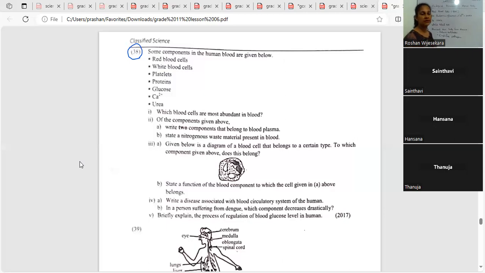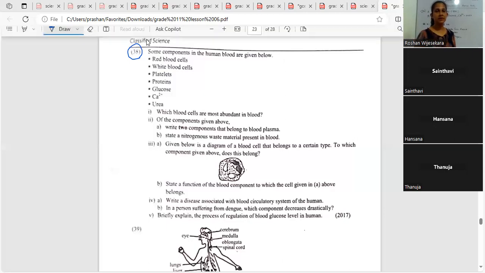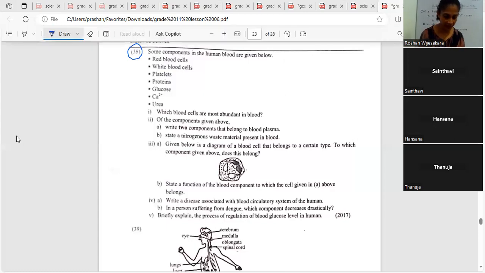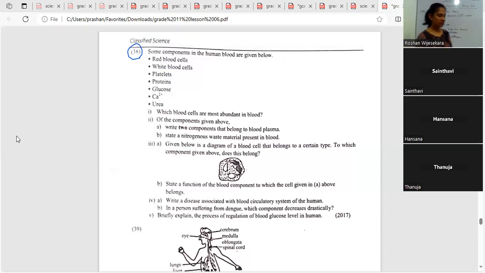Diseases. There are so many diseases that we discussed. Teacher, whether heart attack is correct? Yes, heart attack is also correct. You can write so many diseases: atherosclerosis, hypertension, high blood pressure, low blood pressure, thrombosis, coronary thrombosis, heart attack. You can write any of these diseases.